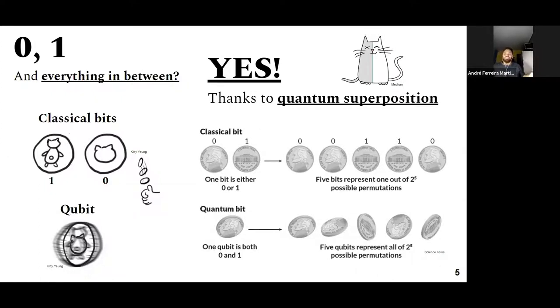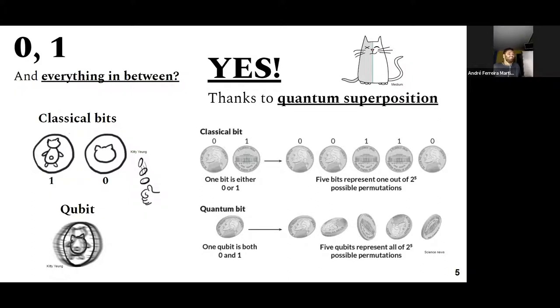We gain this sort of parallelism in which we can represent and process all the combinations, all the 2 to the n, where n is the number of qubits, combinations at the same time. And that's very, very interesting. That gives an idea of why quantum computing is so interesting, of the immediate impact that changing the classical bit for a quantum bit actually has in our representation and processing of information.